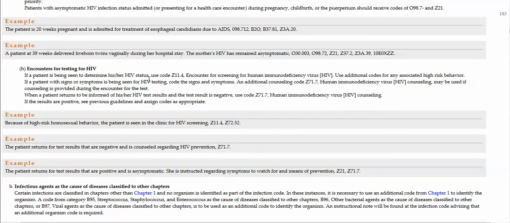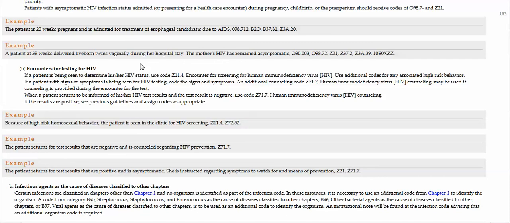All right. Finally, we're going to talk about encounters for testing. So anytime we test for HIV, we code that. Let's read what it says. If a patient is being seen to determine his or her HIV status, use code Z11.4, encounter for screening for HIV. Use additional codes for any associated risk behavior. All right, so let's talk about that first before we move on.